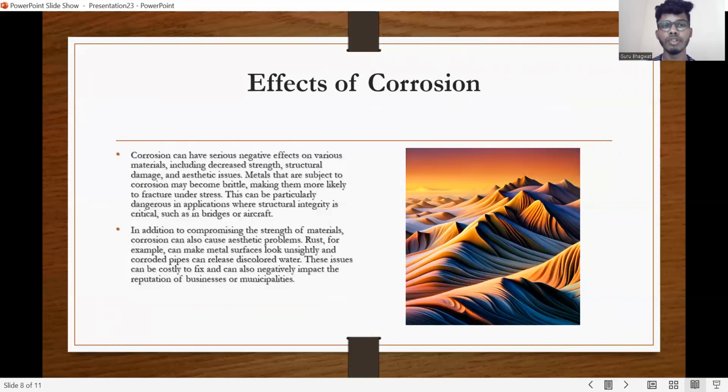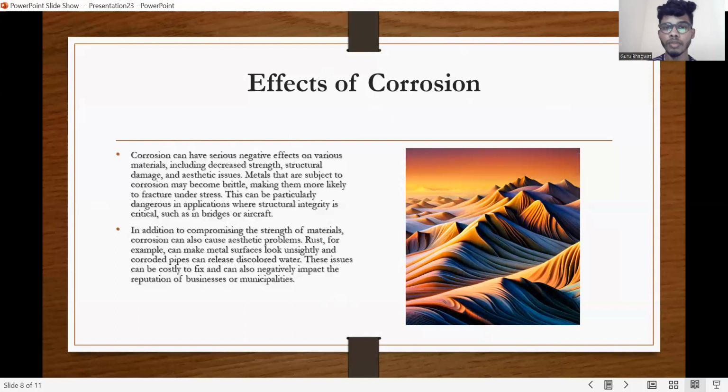The different effects of corrosion: corrosion can have serious negative effects on various metals, materials or alloys, including decreased strength, structural damage and aesthetic issues. Metals that are subject to corrosion may become brittle, making them more likely to fracture under stress. This can be particularly dangerous in applications where structural integrity is critical, such as bridges or aircraft. In addition to compromising the strength of the material, corrosion can cause aesthetic problems.